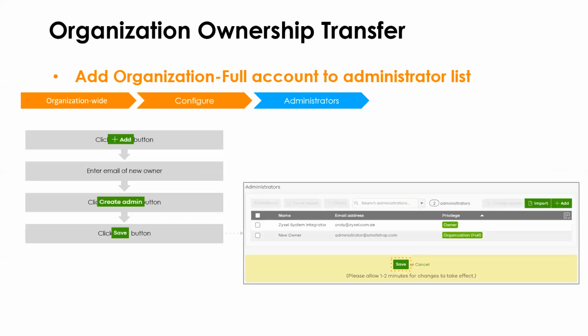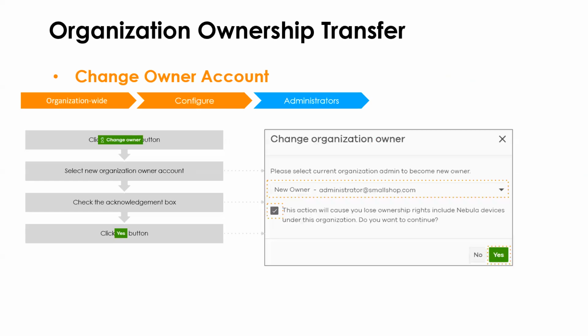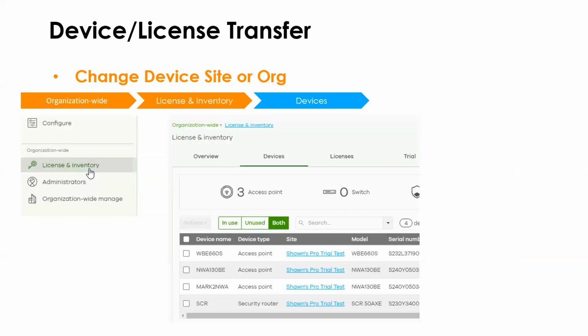Then you just go in and you select the admin that you want to become the new owner using the checkbox, and then you click the change ownership button, and it'll take you through a dialog just confirming that you understand that you are transferring ownership and that you have no way to revert this once you have done it. Click yes, and away you go.